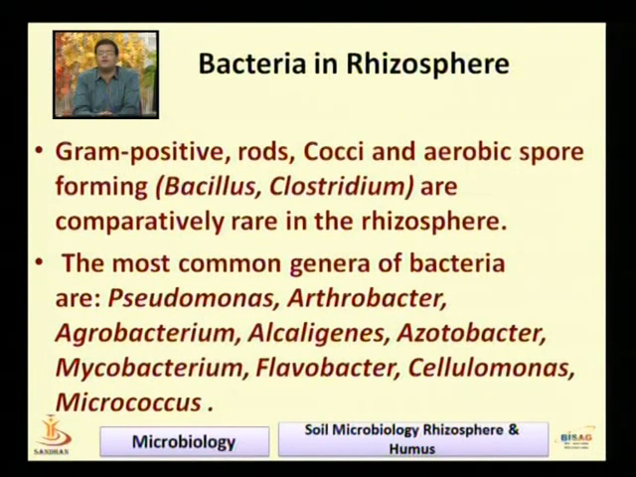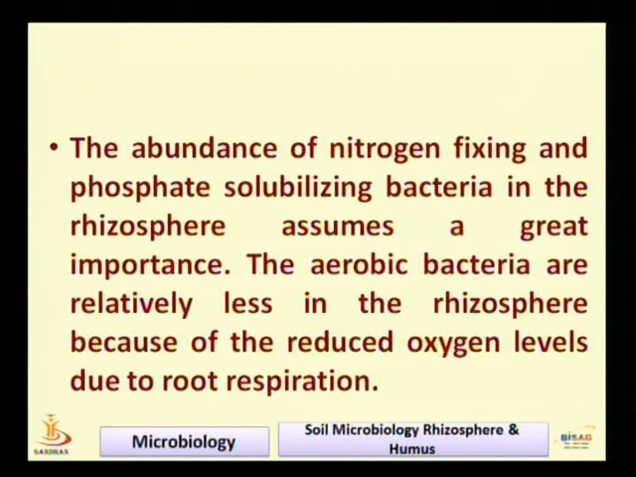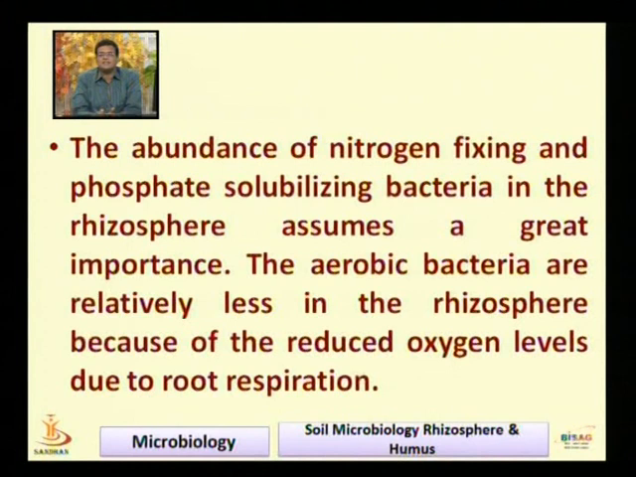Most common genera of bacteria found in this area are Pseudomonas, Arthrobacter, Achromobacter, Alcaligenes, Azotobacter, Mycobacterium, Flavobacterium, Cellulomonas, and Micrococcus. So we may say that all kinds of bacteria, positive, negative, cocci, rod, spore forming, non-spore forming, are almost covered in this area. Not only this type of organism, but even nitrogen fixing organisms as well as phosphate solubilizing bacteria are more frequently found in this rhizospheric area. Anaerobic organisms are usually less found, because as we have discussed in one of the earlier slides, in the rhizospheric area oxygen availability is less, because the root is respiring and microbes are also respiring. So both of these respirations ultimately lead to depletion of oxygen in this region.